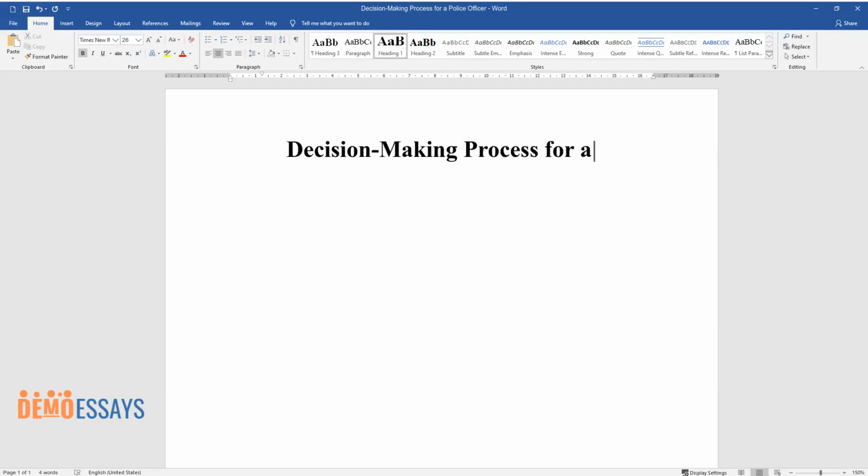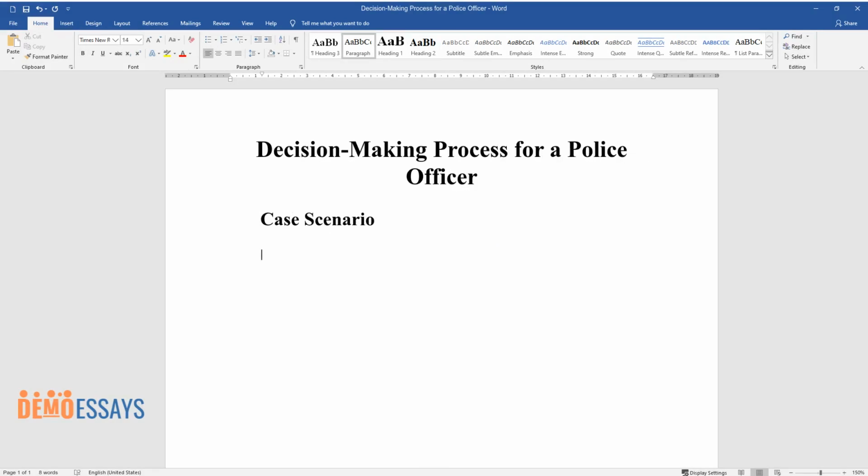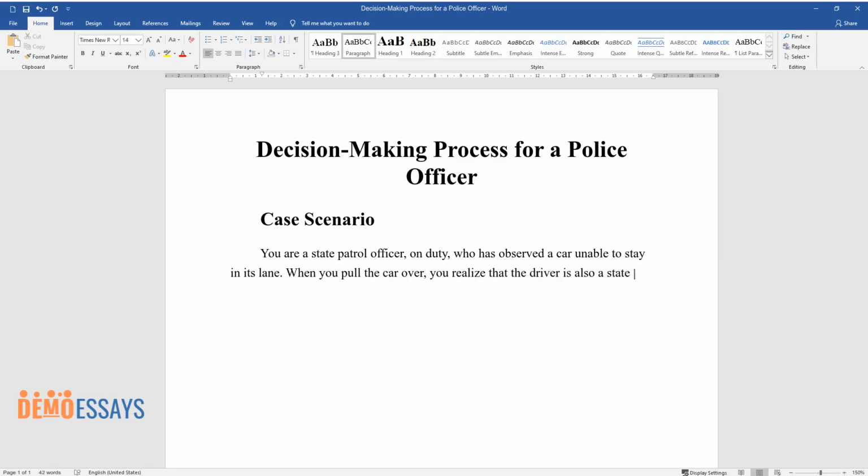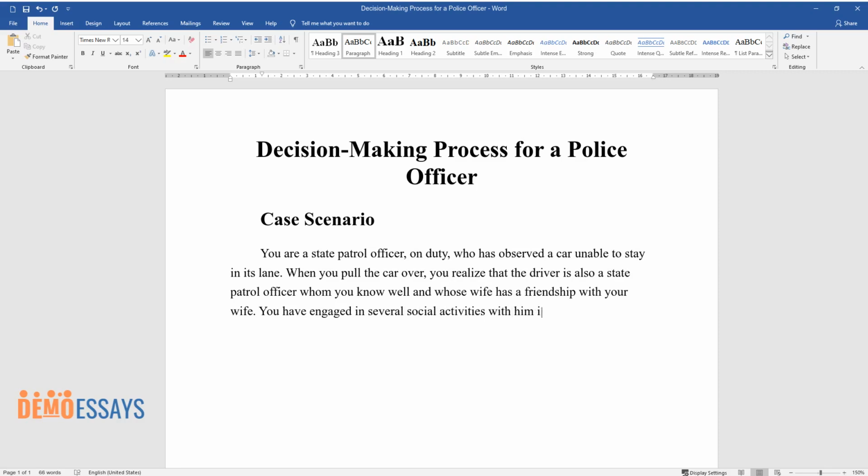Decision-making process for a police officer. Case scenario. You are a state patrol officer, on duty, who has observed a car unable to stay in its lane. When you pull the car over, you realize that the driver is also a state patrol officer whom you know well and whose wife has a friendship with your wife. You have engaged in several social activities with him in the past.